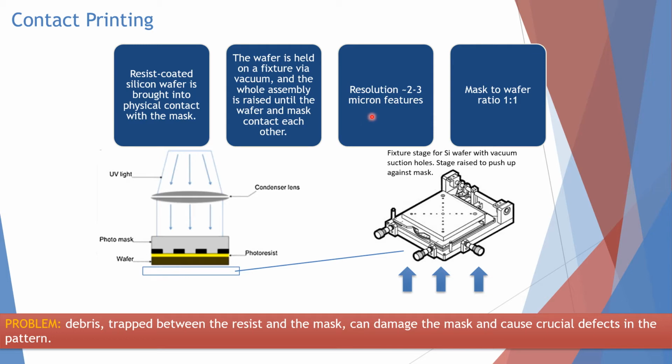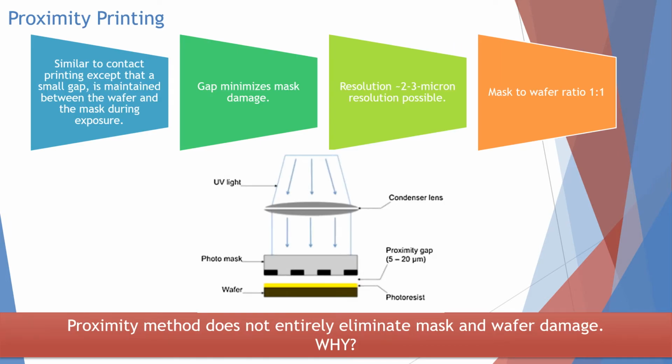The resolution will go up to 2 to 3 micron features, and the mask must be 1 to 1, meaning the size of the mask and the wafer must be equal. The problem with this one is there is a possibility of debris being trapped between the resist and the mask. There might be debris on this layer in between the mask and the photoresist. This will damage the mask, and it can also create a defect in the pattern that we want to print on the photoresist. The second one will be proximity printing.